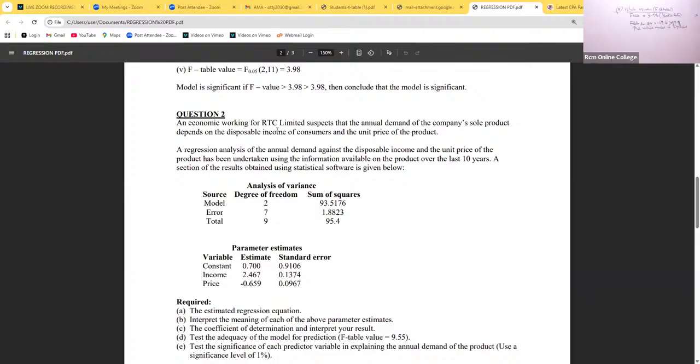An economist working for RTC Limited suspects that the annual demand of the company's sole product depends on the disposable income of consumers and the unit price of the product. A regression analysis of the annual demand against the disposable income and the unit price has been undertaken using the information available over the last 10 years. A section of the results obtained using statistical software is given below: analysis of variance, and parameter estimates. They want us, in A, to give the estimated regression equation.